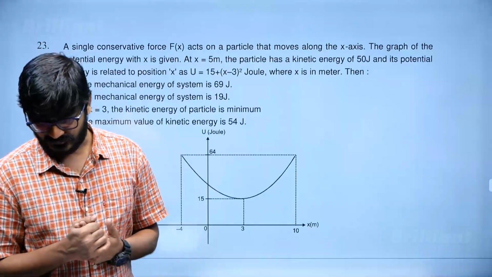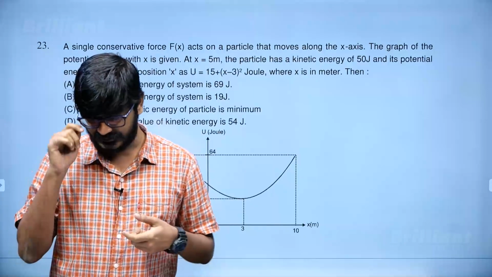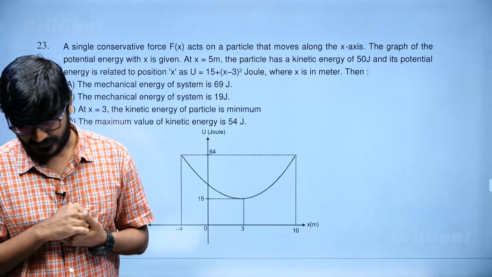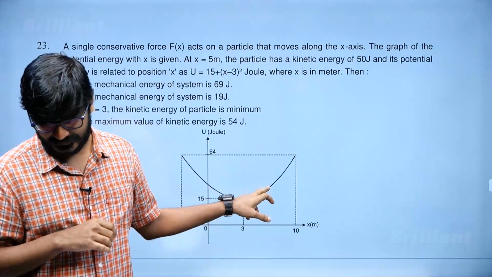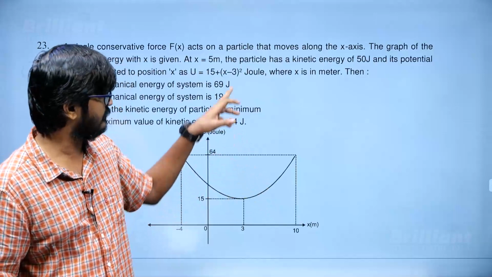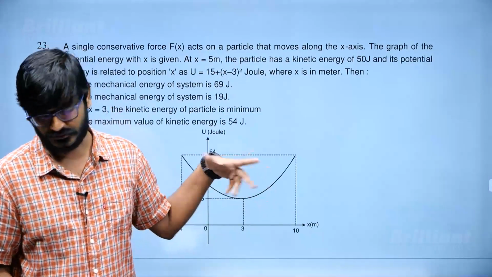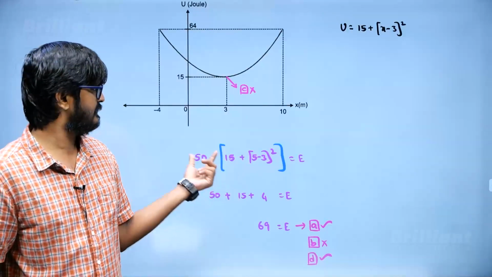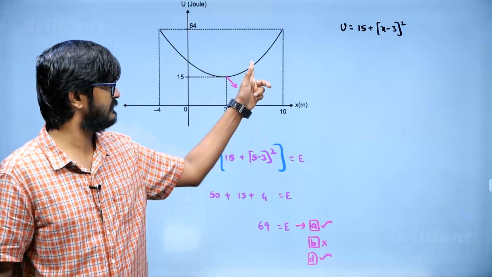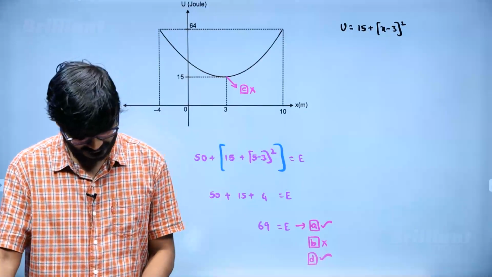A single conservative force acts on a particle that moves along the x-axis. The graph of potential energy with x is given. At x equal to 5 meter, kinetic energy is given, and its potential energy you can find by substituting in the equation. So you know the kinetic energy here and the potential energy there, so you know the total energy. Total energy is kinetic energy plus potential energy at x equal to 5, which will be 69. From there you will get option A as correct.